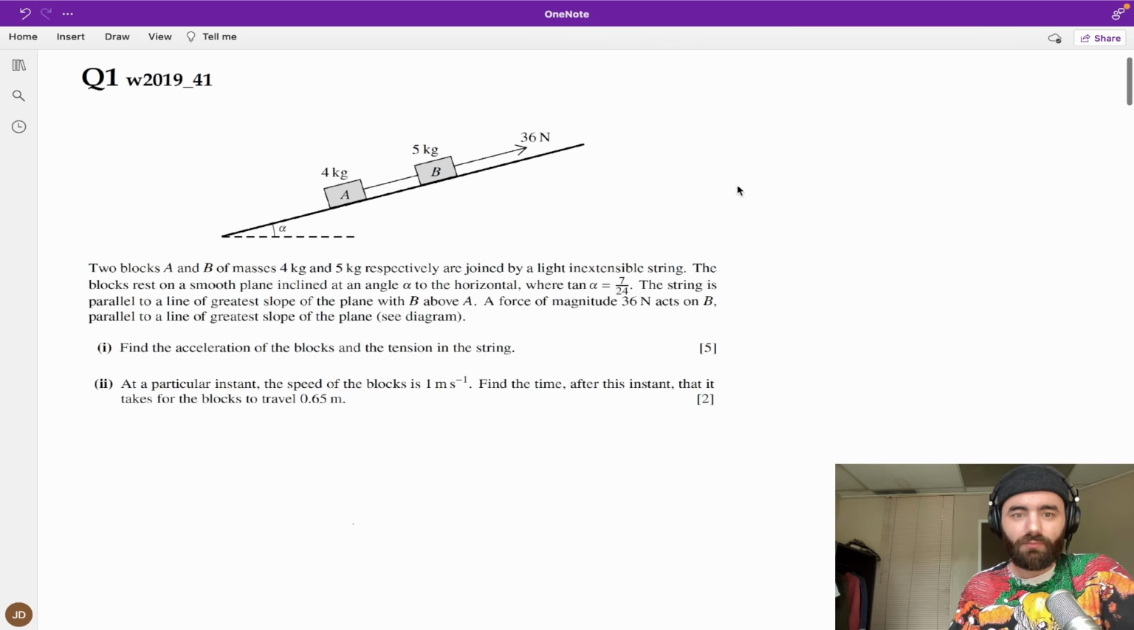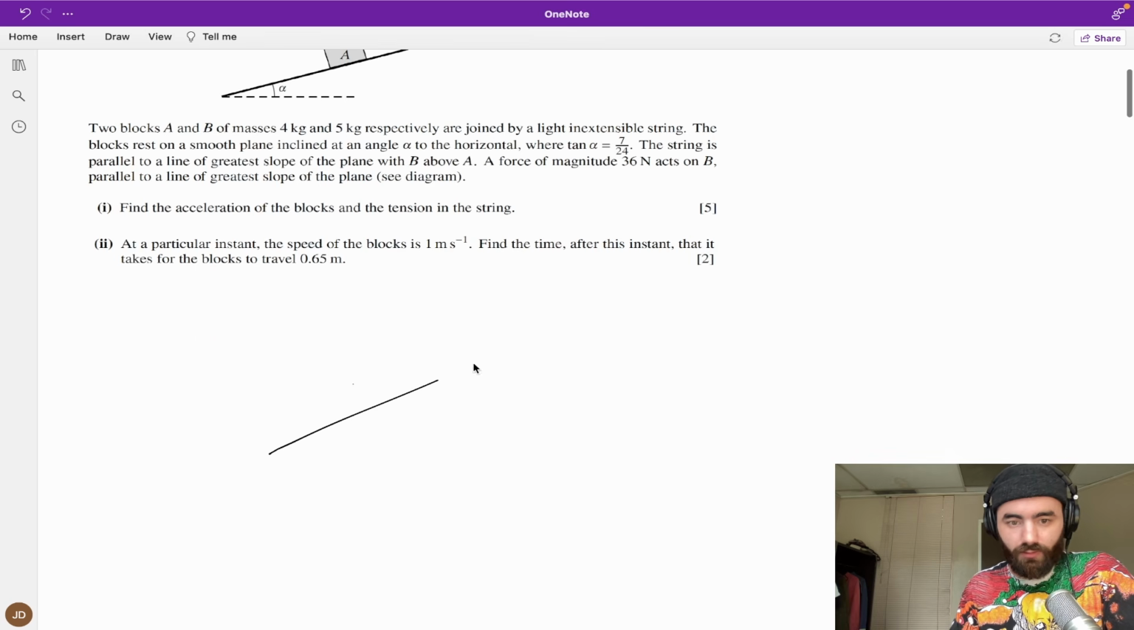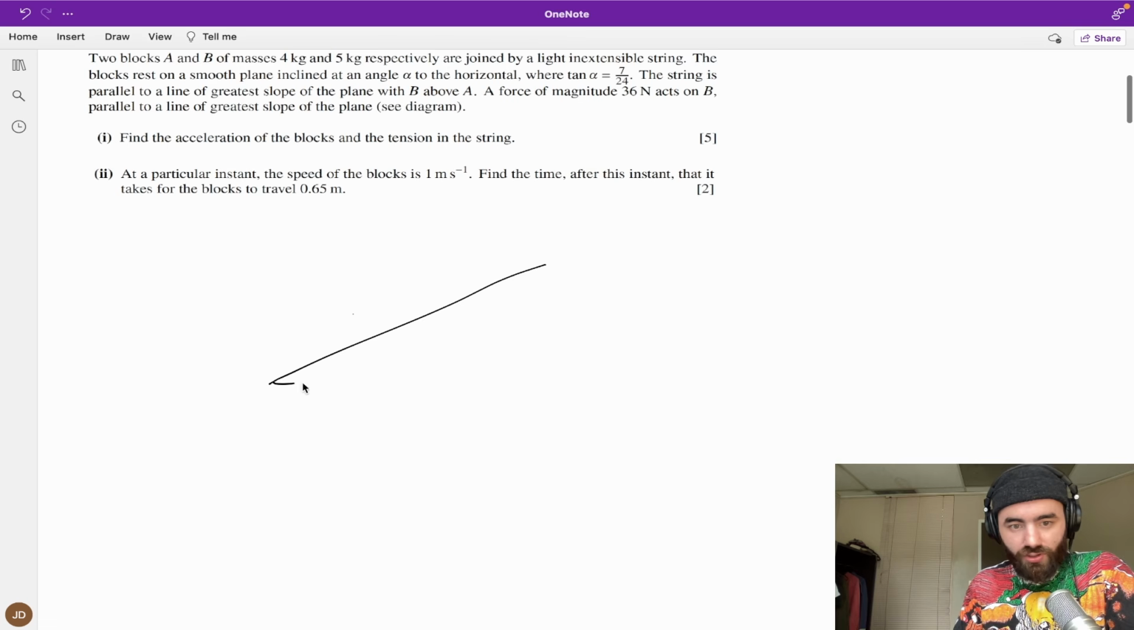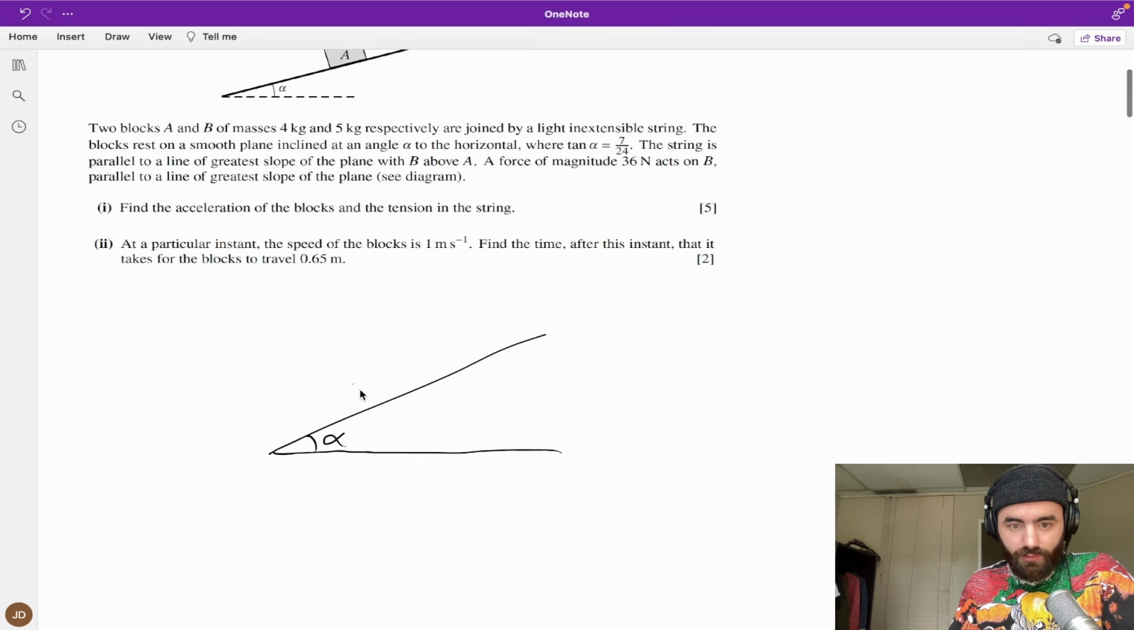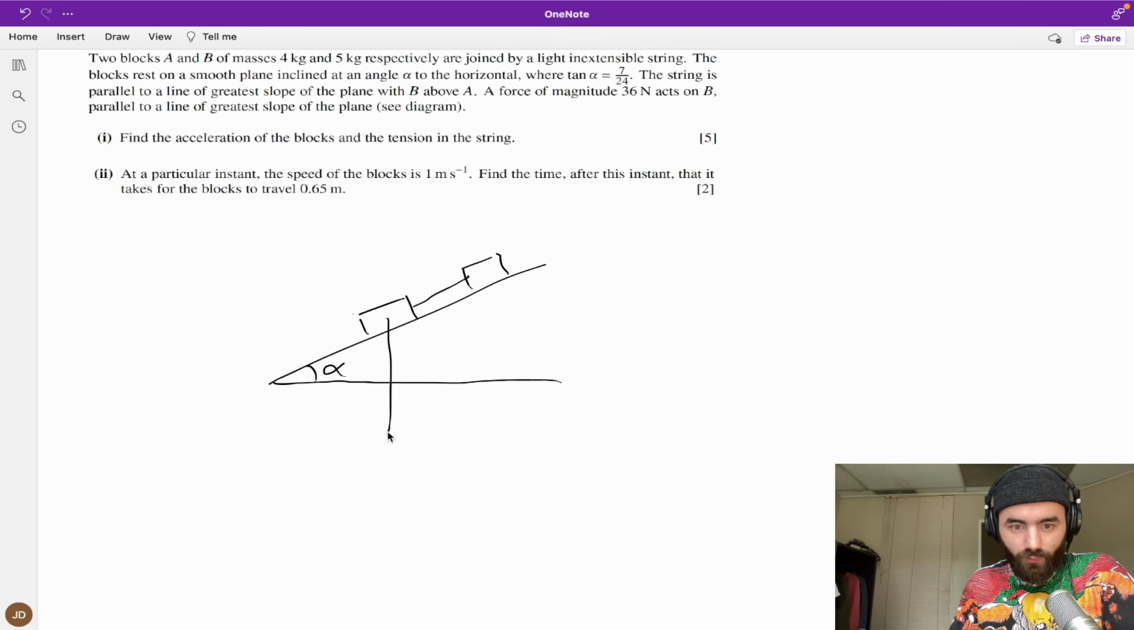Okay, so they're giving us this scenario, 2 blocks like this. So I'm going to start redrawing it immediately. Why? Because I want to get it all in general form, and also I want to visualize what's going on. Got this block A, B, connected by the string. I have the weight of A acting down.